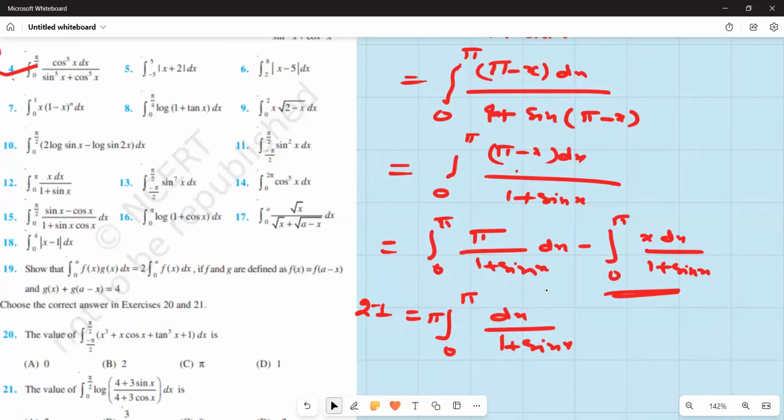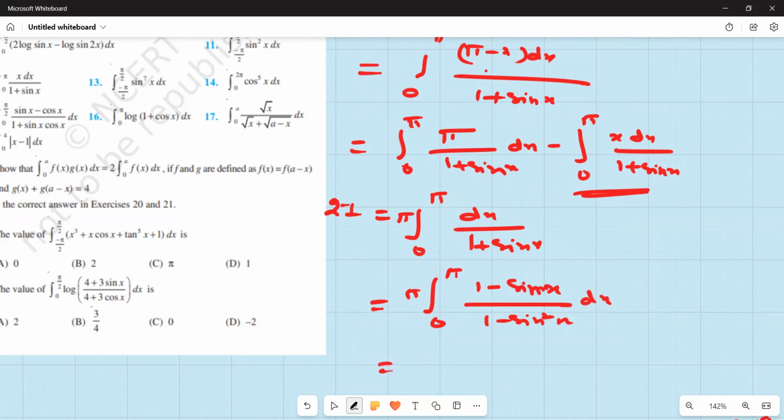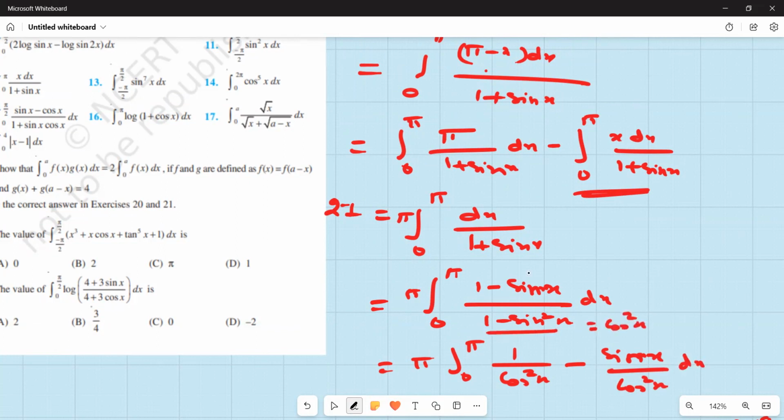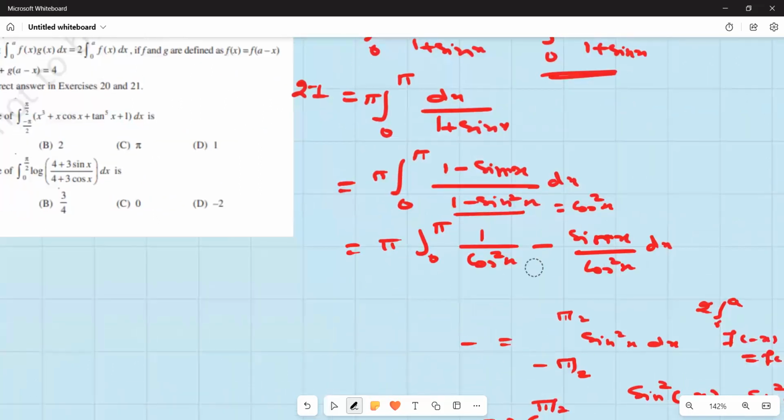Now, 1 plus sin x, how have you solved it earlier? Pi, integral from 0 to pi. If you multiply this by 1 minus sin x in the numerator and denominator, it will be 1 minus sin square x in the denominator, 1 plus sin x times 1 minus sin x. So that will be the integral from 0 to pi of (1 minus sin x) upon cos square x, because 1 minus sin square x is cos square x. So 1 upon cos square x minus sin x by cos square x. Now 1 by cos square x is sec square x, whose integration is tan x, right?